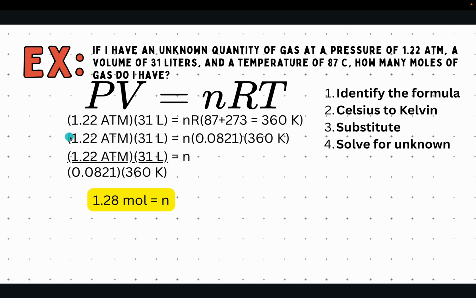So now we've got this. 1.22 atmospheres times 31 liters equals n times 0.0821, which is our universal gas constant, times 360 degrees Kelvin. Then we're going to solve for the unknown, divide both sides by this, put that into the calculator, and we get 1.28 moles of gas. So if you have an unknown quantity of gas at a pressure of 1.22 atmospheres, a volume of 31 liters, and a temperature of 87 degrees Celsius, you are going to have 1.28 moles of that gas.